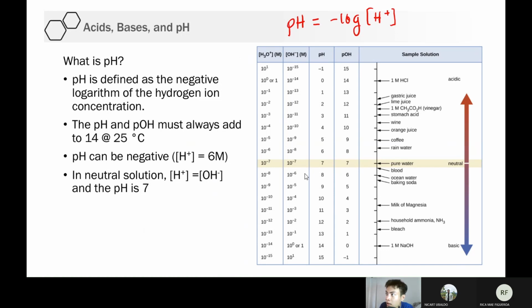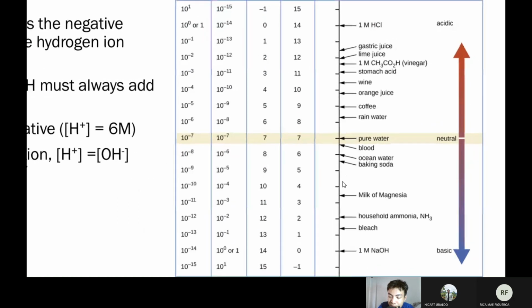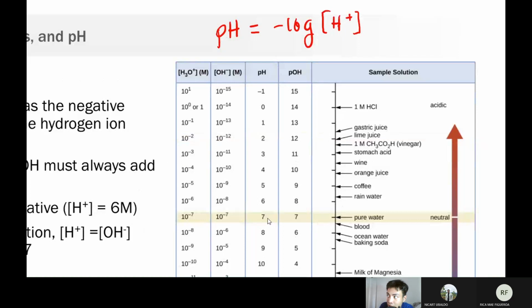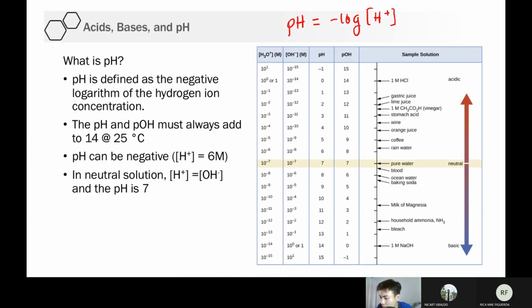For example, kapag ang pH mo 7, your pOH is 7 din. So, pag pinag-add mo yan, that will be 14. For example, your pH is 4. That means your pOH is 10. Pag pinag-add mo yan, 14 din yan.